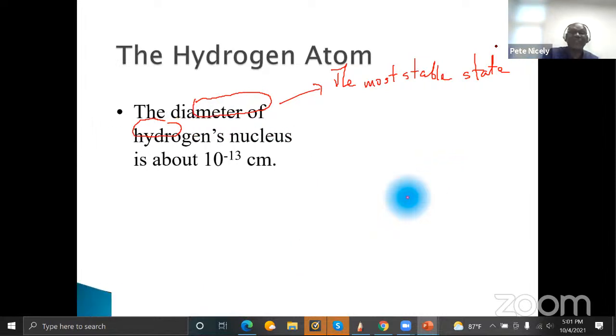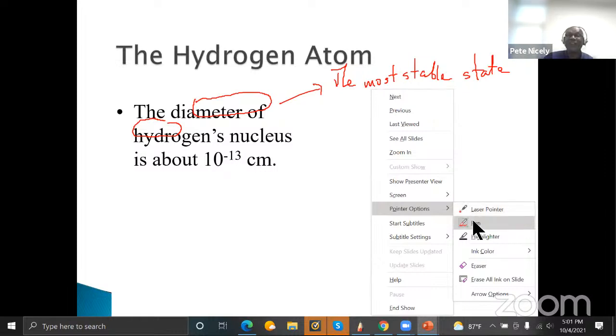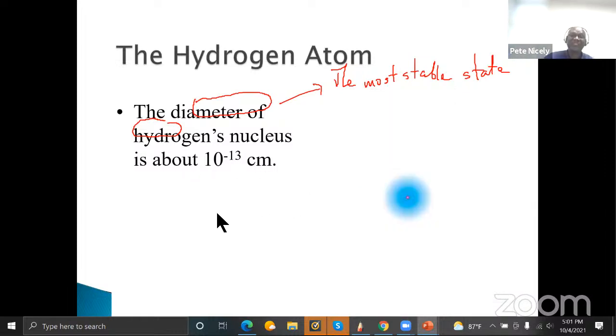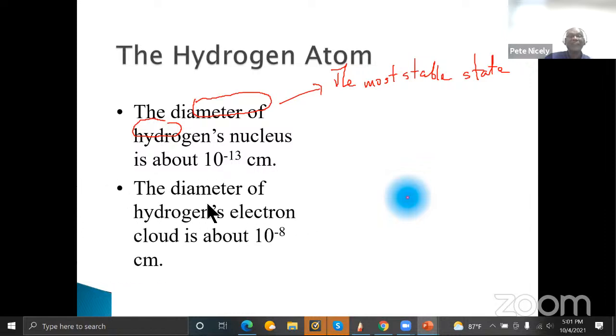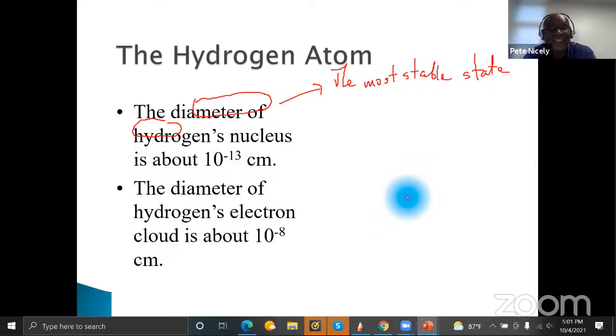Okay, some other things about the hydrogen, just some general information here. The diameter of the hydrogen nucleus is about 10 to the minus 13 centimeters, all right? Whereas the diameter of the electron cloud is 10 to the minus 8 centimeters. So that gives you some idea of the relative size of the nucleus compared to the rest of the atom. In fact, what you'll notice here is that the diameter of the hydrogen electron cloud, which is basically the diameter of the atom, is 100,000 times greater than the diameter of the nucleus. So that gives you a picture of the relative size of the nucleus compared to the atom itself.